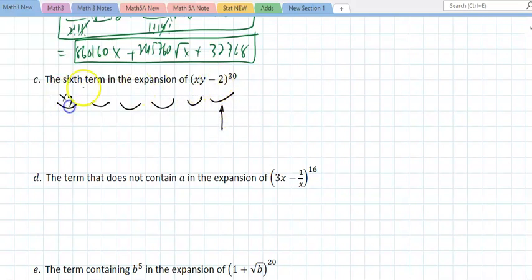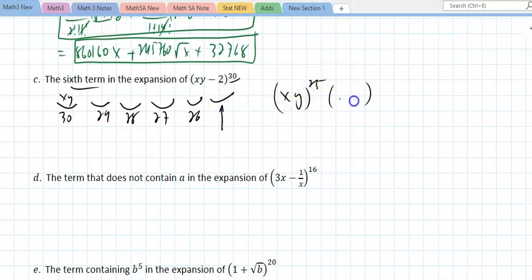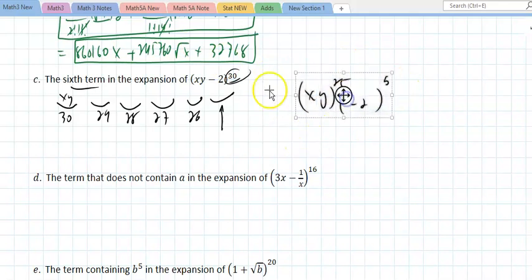Isn't the first xy to the 30th, to the 29, to the 28, to the 27, to the 26? Isn't the sixth term xy raised to the 25th? That means the negative 2, those must add up to 30. That must be to the 5th power. And isn't in front of this 30 factorial, 25 factorial, 5 factorial?